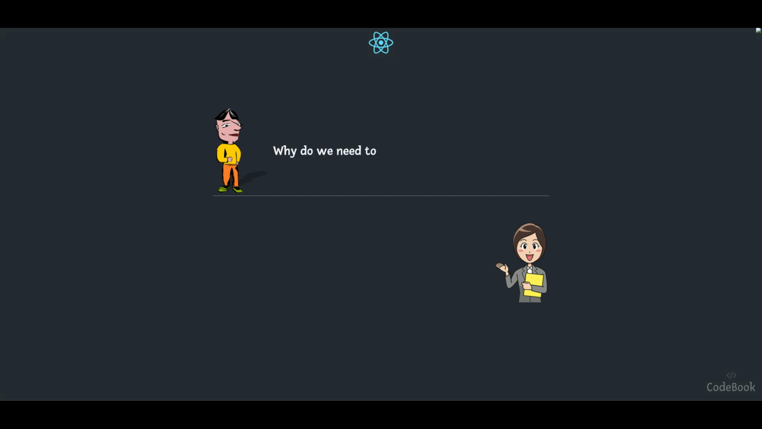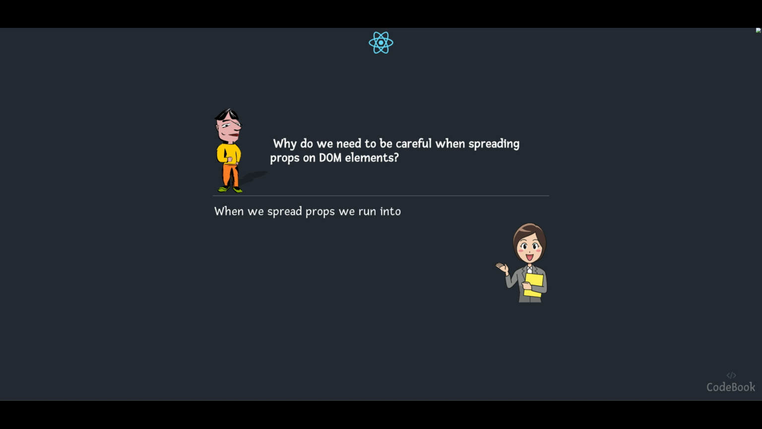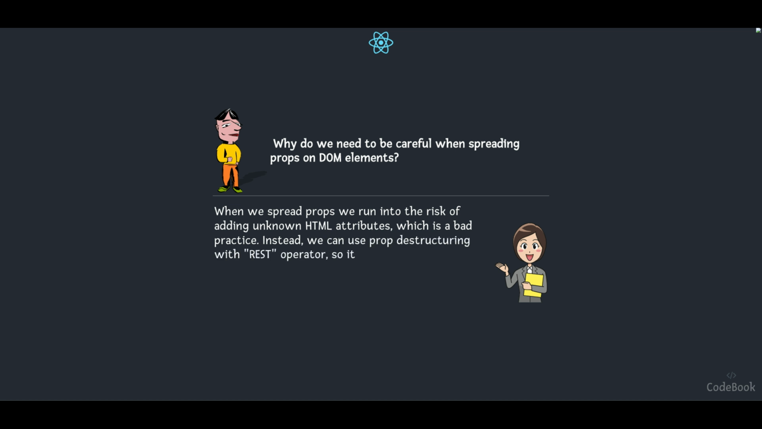Why do we need to be careful when spreading props on DOM elements? When we spread props, we run into the risk of adding unknown HTML attributes, which is a bad practice. Instead, we can use prop destructuring with the rest operator, so it will add only required props.